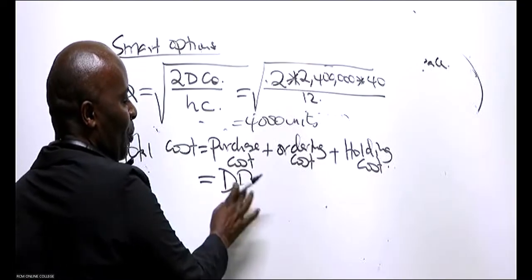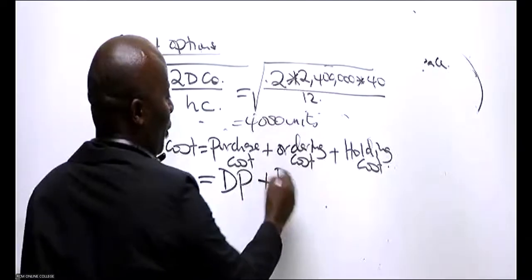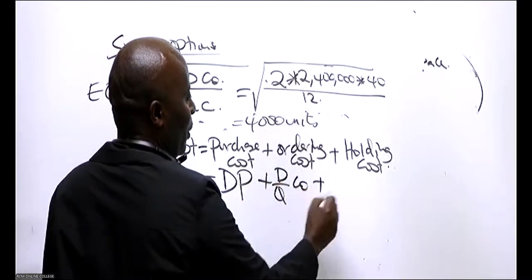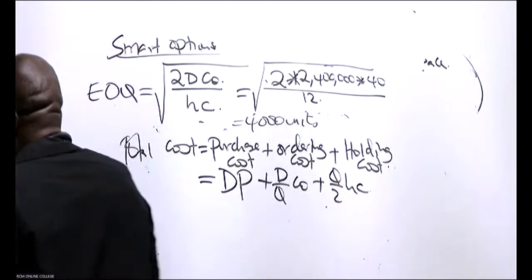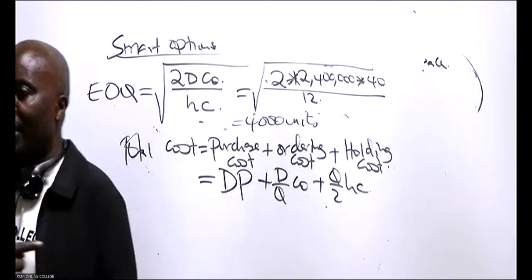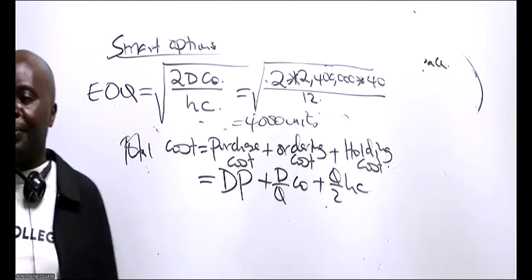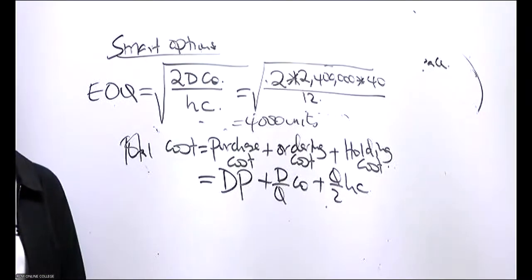So in this case, Mwai Kibaki's party, DP, will give us purchase cost: annual demand times price. Ordering cost, we know the formula: D over Q, CO. Holding cost, we know it's Q over 2, HC. So anytime they want us to give them total cost, that formula, DP plus D over Q CO plus Q over 2 HC, will come in handy.